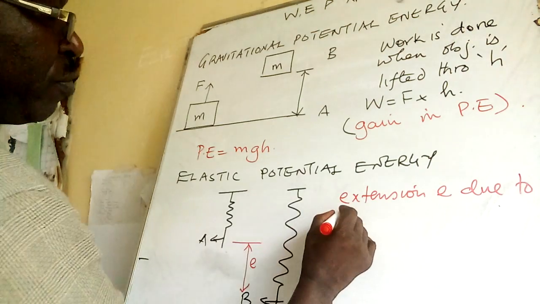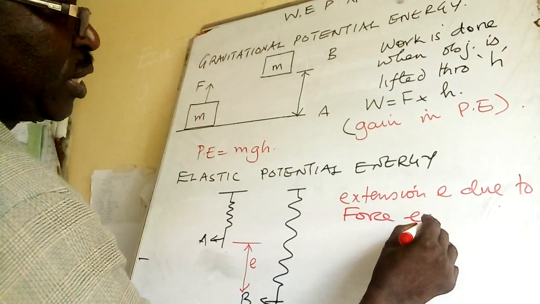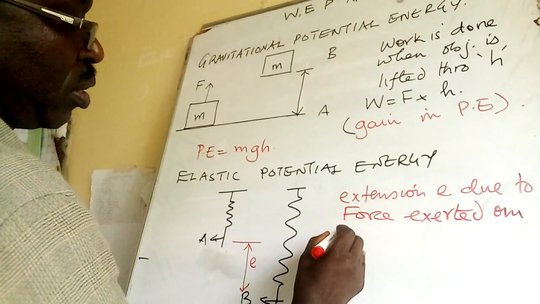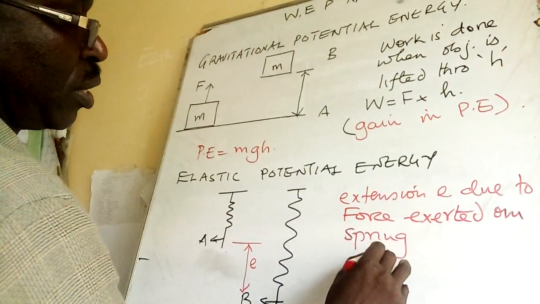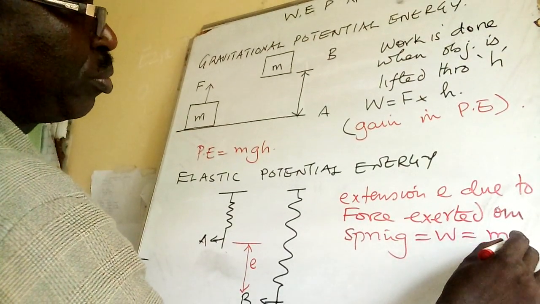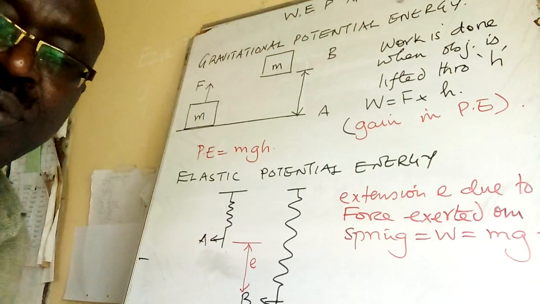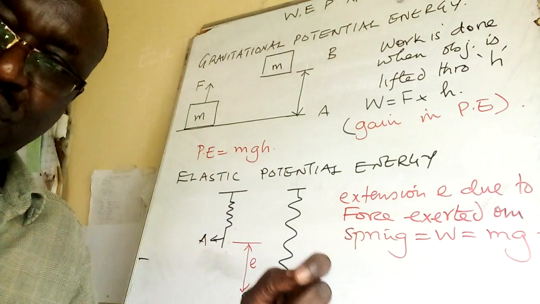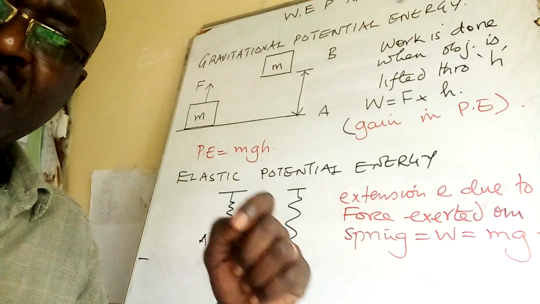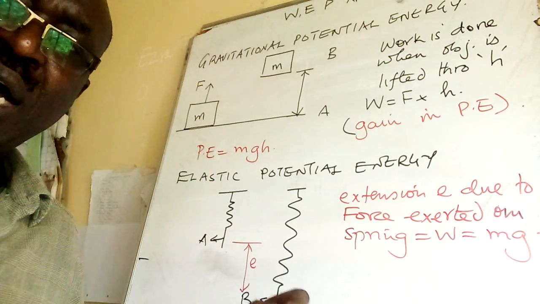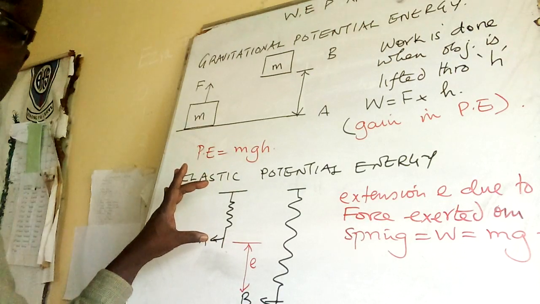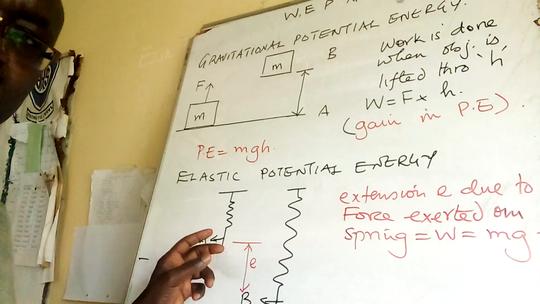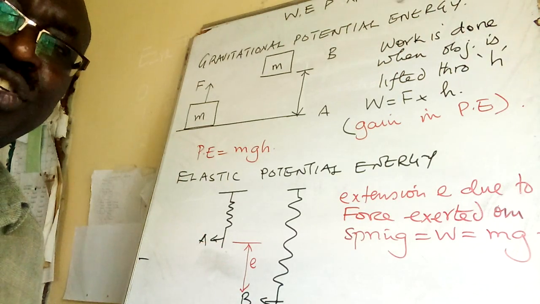So we can have force exerted on spring is equal to W, which is equal to mg. Okay? There is force you have applied, the spring has stretched. We can talk of extension when we compare the new shape and the original shape. The original shape and the new shape. So the difference in their lengths gives us extension.